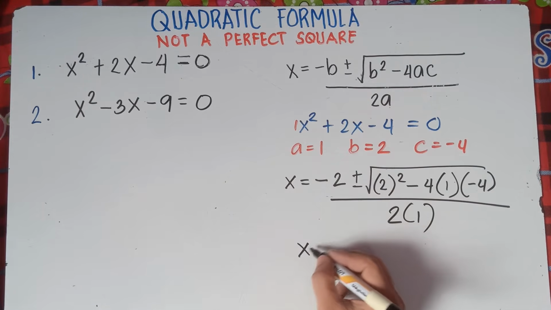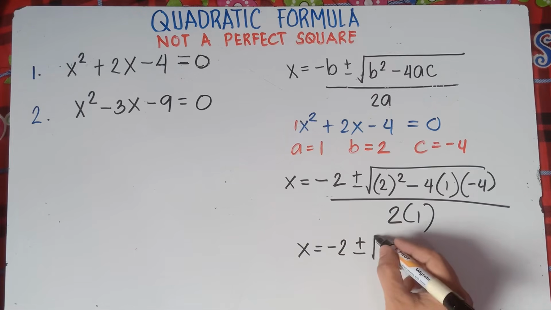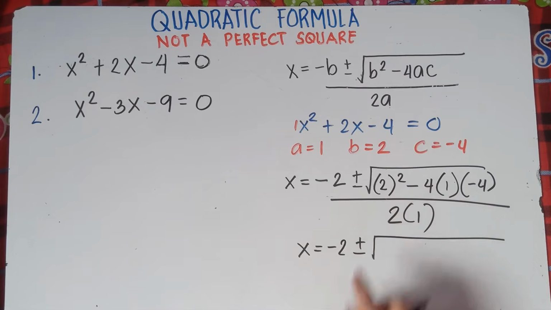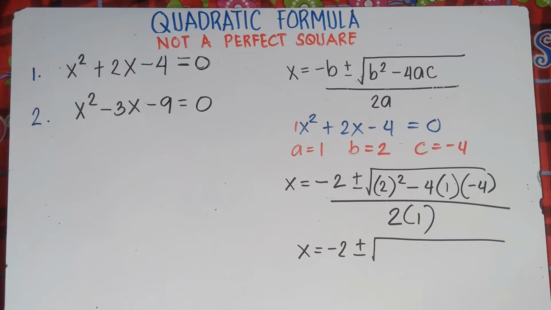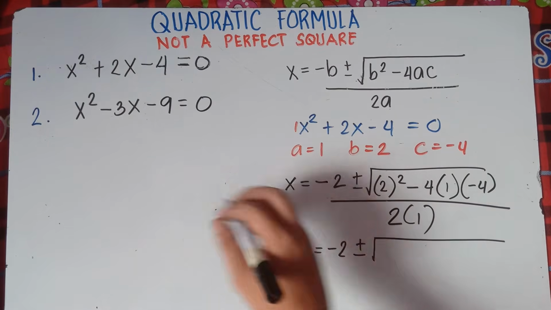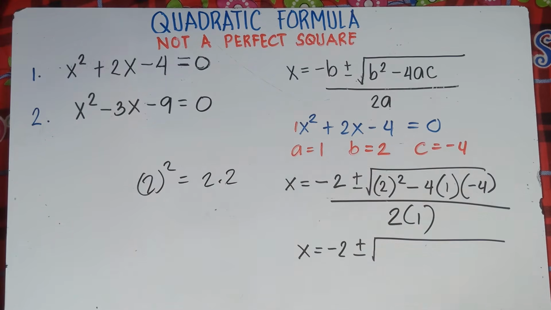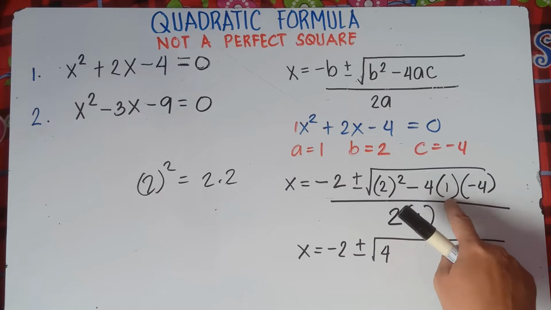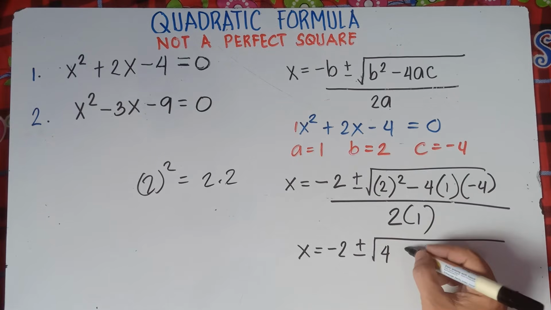Alright, then you simplify. x equals negative 2, positive negative square root of, square of 2. What do you mean by square of 2? It means you multiply 2 by itself twice. So that would be 2 times 2, and 2 times 2 is 4. Then minus 4 multiplied by 1, that's negative 4. Times negative 4, that's positive 16.